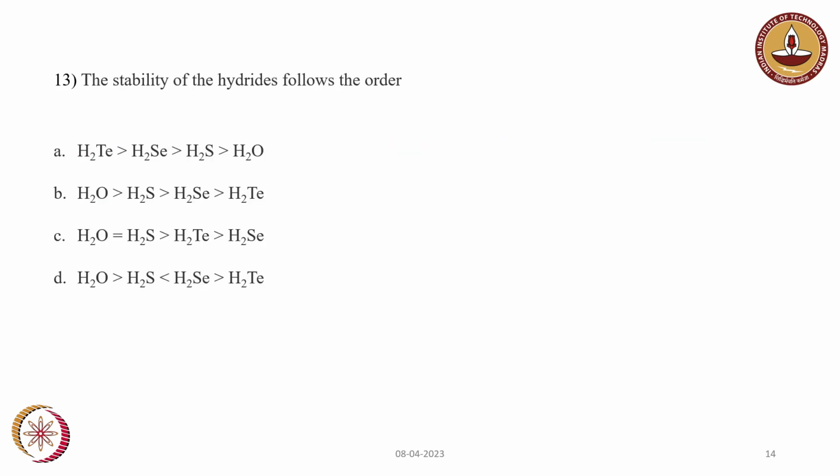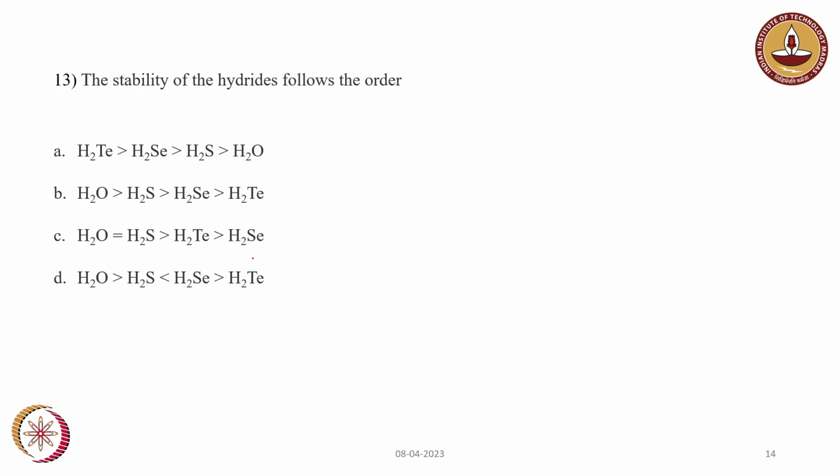The next question is: the stability of hydrides follows the order. Option A, H2Te greater than H2Se greater than H2S greater than H2O. Option B is H2O greater than H2S greater than H2Se greater than H2Te. Option C is H2O equal to H2S greater than H2Te greater than H2Se. And option D is H2O greater than H2S less than H2Se greater than H2Te.